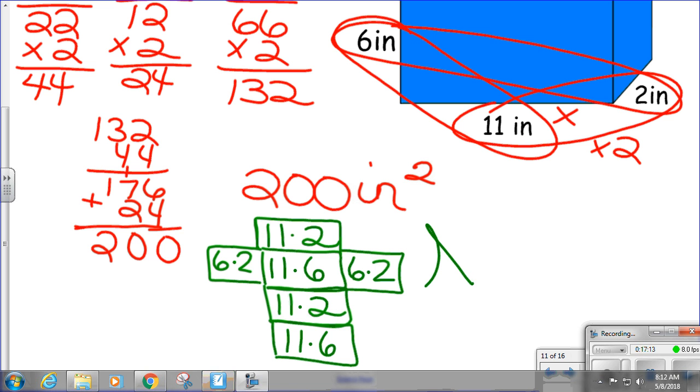This will be worth points on your test. Being able to draw a net when it says you need to draw a net. It's based on a rectangular prism. It's the easiest net to draw. It's a bunch of rectangles.